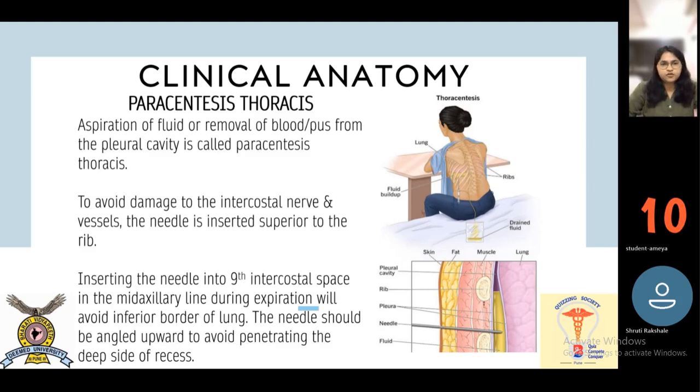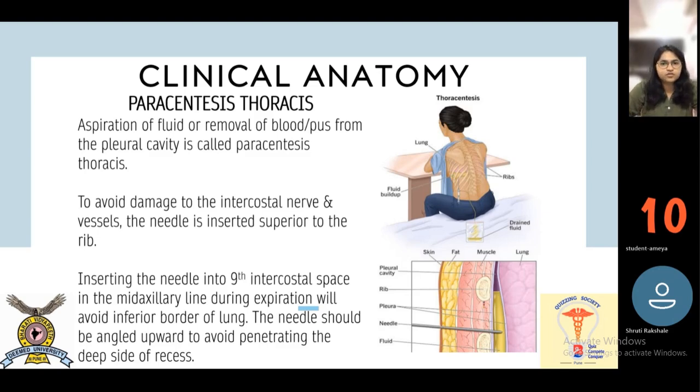So the indications for this are pleural effusion, pneumothorax, and emphysema, or not emphysema. Emphysema is a contraindication, so keep it in mind. Another contraindication is coagulation disorders. So we will, in short, try to understand how it is done.